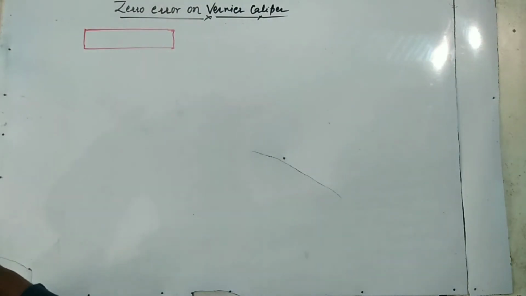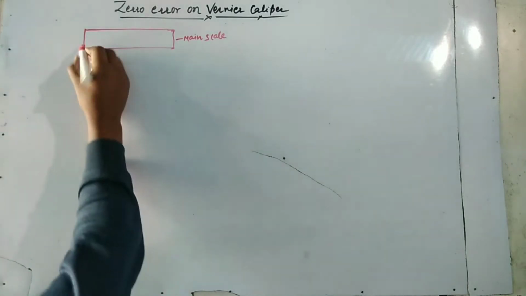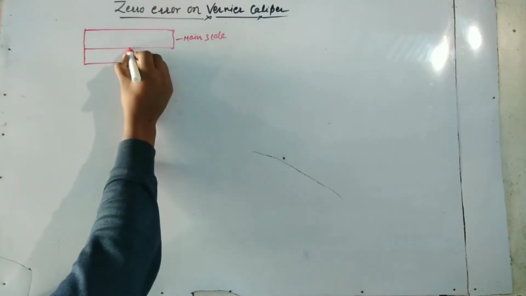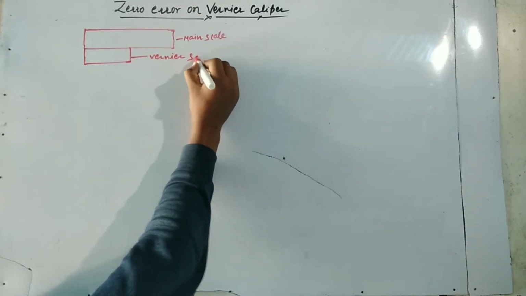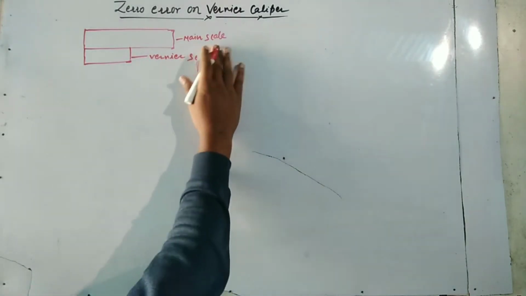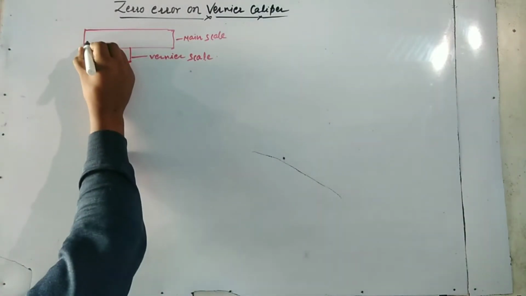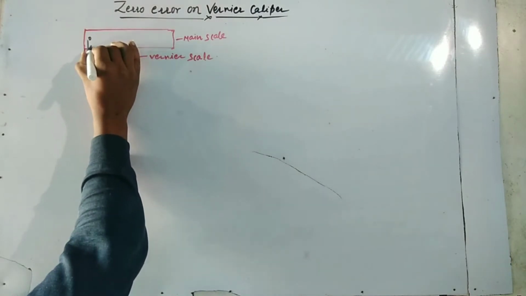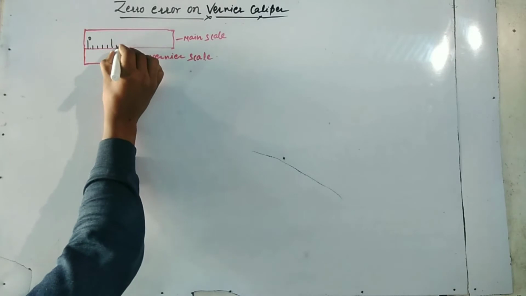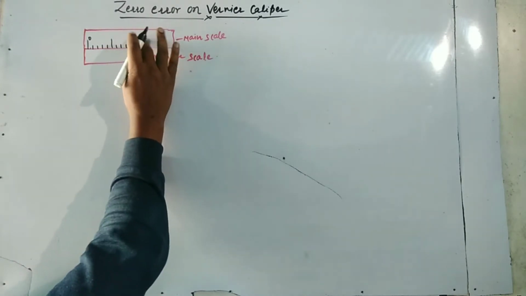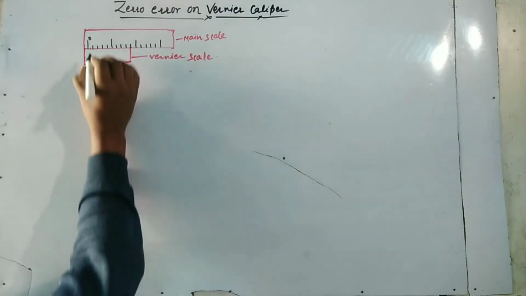In a vernier caliper, if the zero of the main scale and the zero of the vernier scale do not coincide with each other, it is called zero error on vernier caliper. For this, we draw one main scale and one vernier scale. Now we put the reading of the main scale. The main scale division is generally in cm, 1 cm, 2 cm like that. Its least count is 0.1 cm.